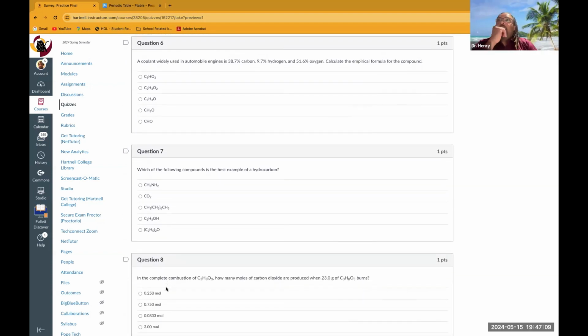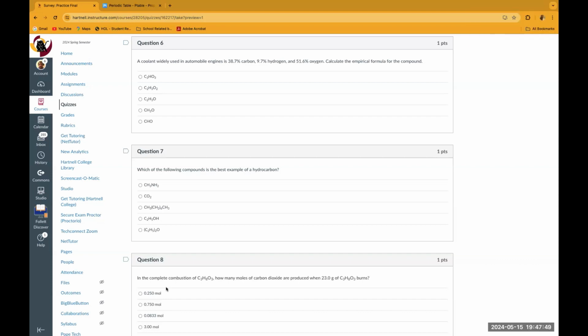Okay, it says a coolant widely used in automobile engines is 38.7% carbon, 9.7% hydrogen, 51.6% oxygen. Calculate the empirical formula for the compound. Do I get to chime in? Let's give somebody a chance first, and then you may be able to help out. So every 2 I can chime in? Yeah, we'll do that.